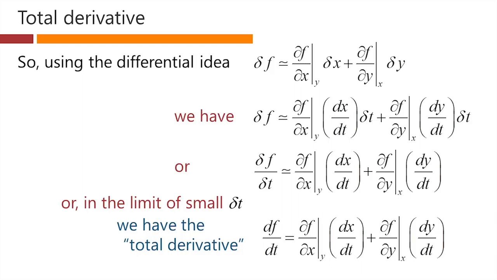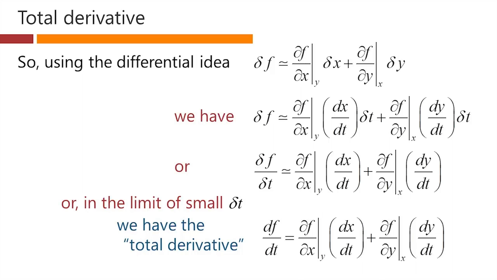Or in the limit of small delta t, we have this total derivative, df by dt, is the gradient in the x direction at constant y times the velocity in the x direction plus the gradient in the y direction at constant x times the velocity in the y direction. And note that this is a conventional derivative here. It's not a partial derivative. We're not holding anything constant.